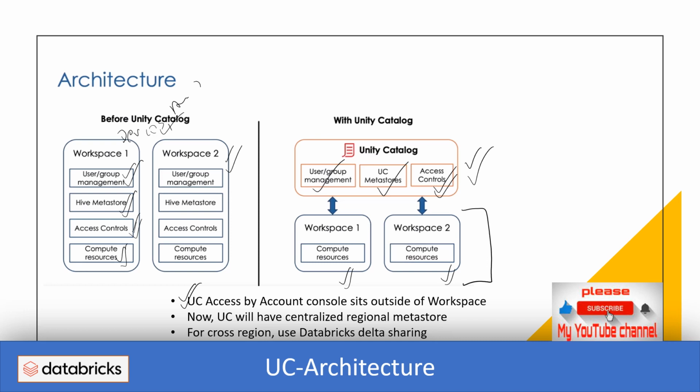That is the first thing. Unity Catalog will have a centralized regional metastore. Once we say regional, what is regional? Regional means one region can have one Unity Catalog. That is the best practice. If you want to connect with a different region, use Databricks data sharing, and through that you can connect with the different regions. But keep in mind, one region will have one Unity Catalog.